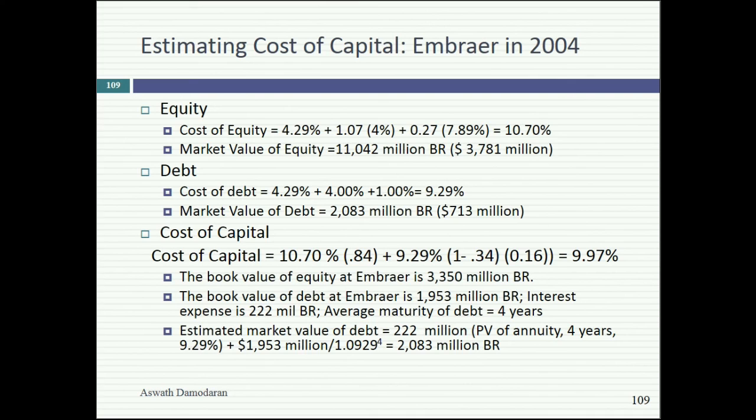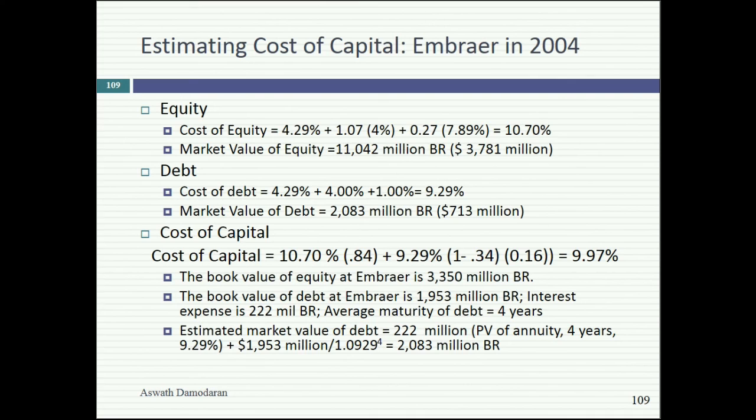Essentially, you can see what's driving the difference is the difference between my book interest rate and my market interest rate. If my book interest rate is higher than my market interest rate, as it is for Embraer, my market value of debt will be higher than the book value of debt. If it's roughly equal, the two are going to be the same. And if the book interest rate is lower than the market interest rate, my market value of debt is going to be lower than my book value of debt.